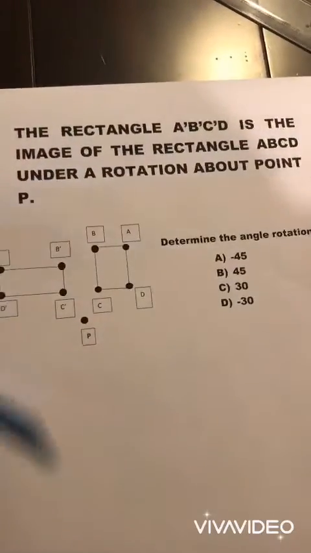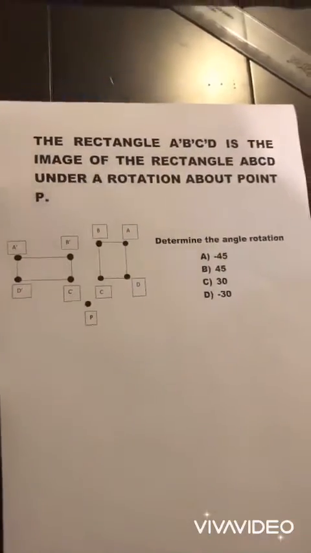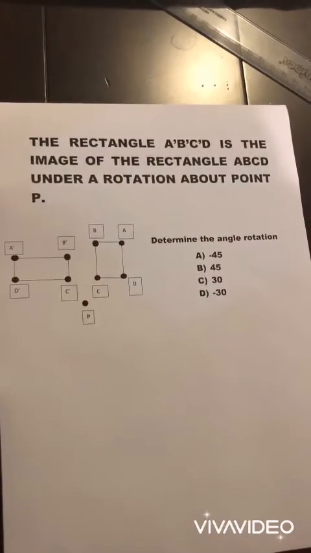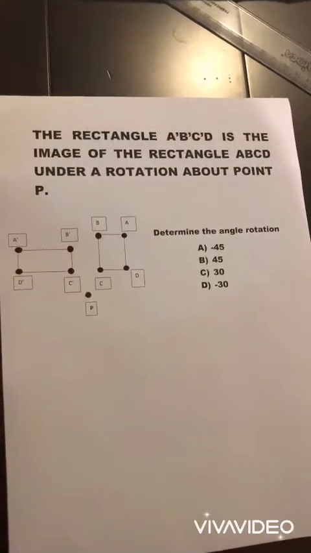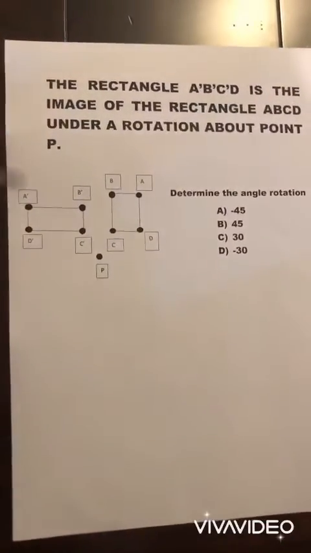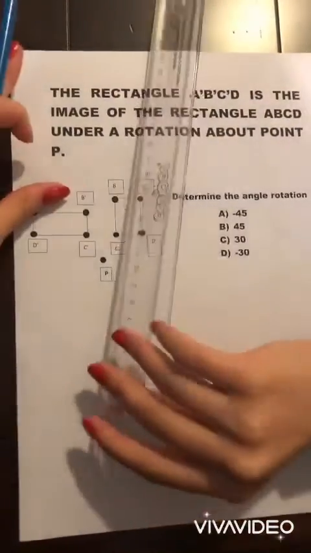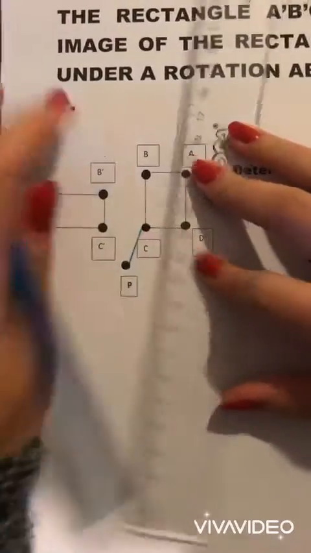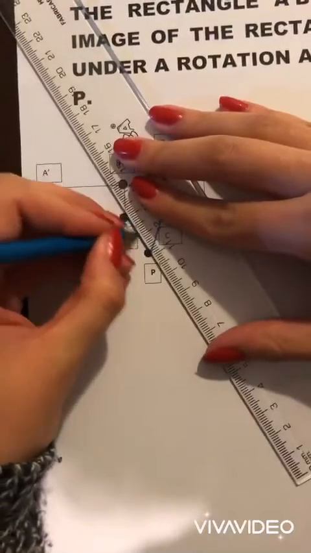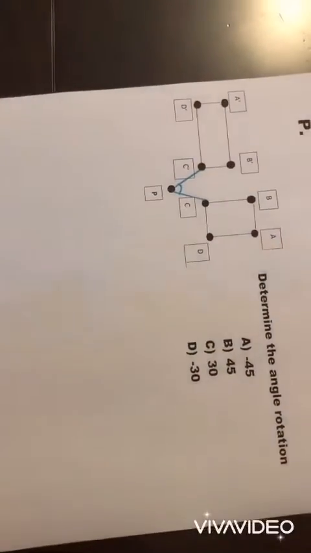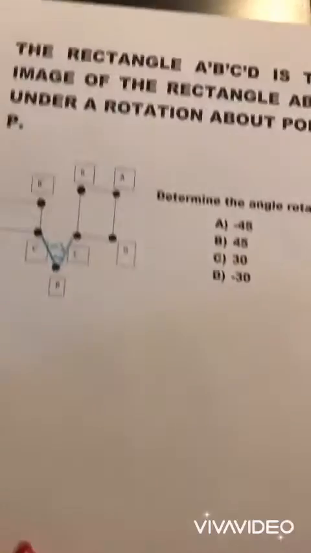Okay, so rectangle A'B'C'D' is the image of rectangle ABCD under a rotation about point P. So we're going to do the same thing as we did in the example before. Let's use point C' and connect it with point C. Here you can see that it looks like a 30-degree angle, and we're going clockwise, so we know it's negative.